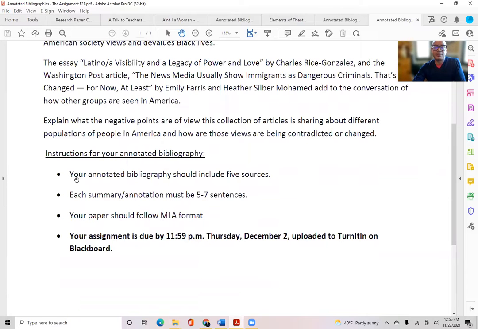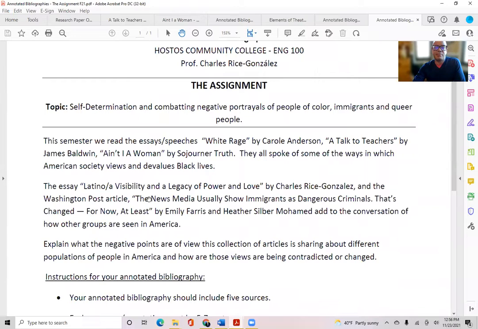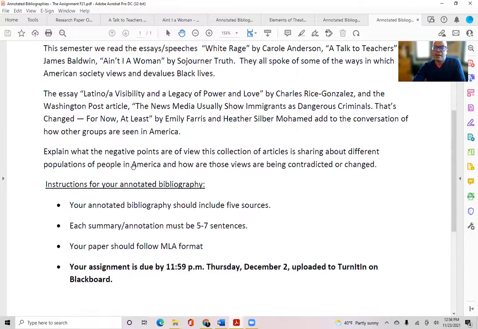So your instructions: your annotated bibliography should include these five sources, these five articles. In another aspect, I would have you research and find another one. If anybody wants to take that on, I won't stop you. But right now, the assignment is going to be to take these five articles and each do a summary or annotation that must be five to seven sentences. Your paper should be in MLA format. Your assignment is due by 11:59 on Thursday, December 2nd, uploaded to Turnitin on Blackboard.